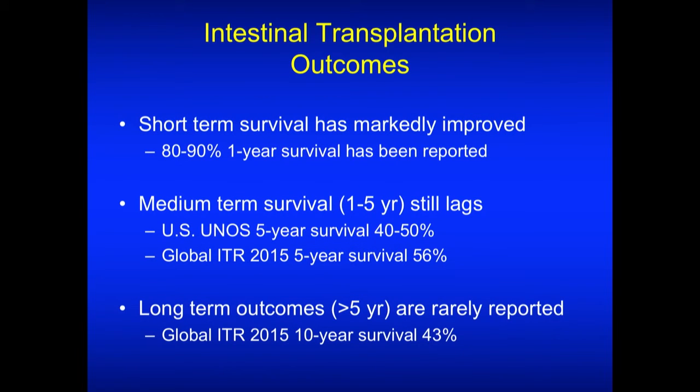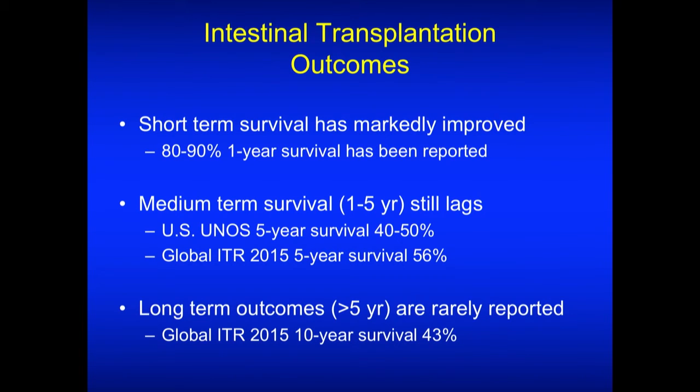So how do we compare to the national and the global outcomes? If we're looking at US data and global intestinal transplant data, actually short-term survival, meaning 1-year survival, has improved a lot over the past couple of decades. And in isolated reports, even 80 to 90% 1-year survival rates have been reported. Now, if we look at medium-term survival, though, which are survival at 3 to 5 years, that still lags.